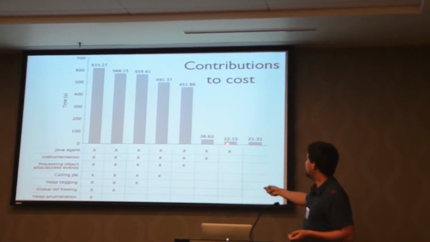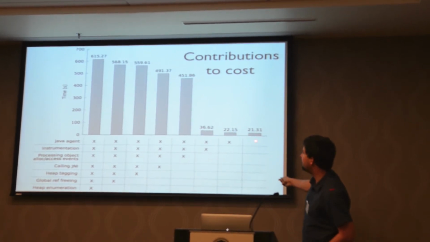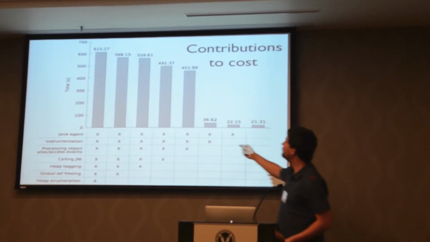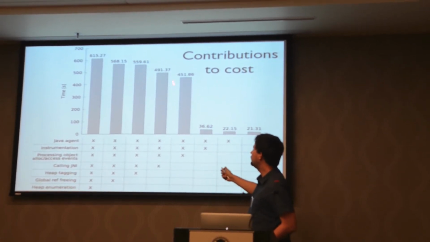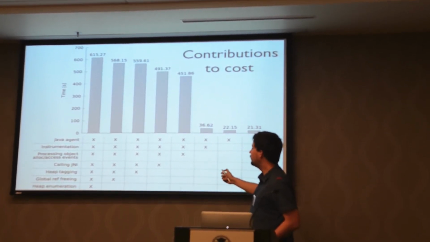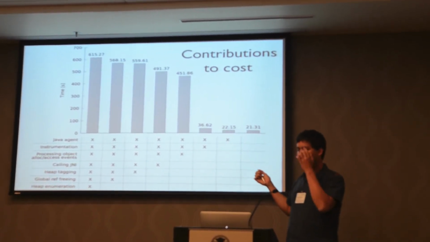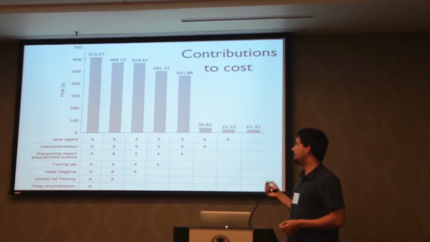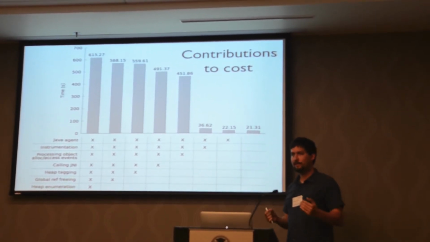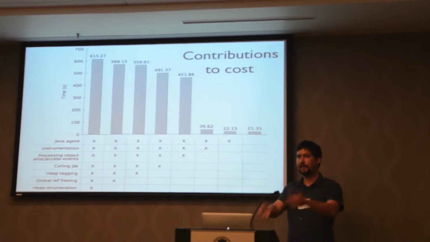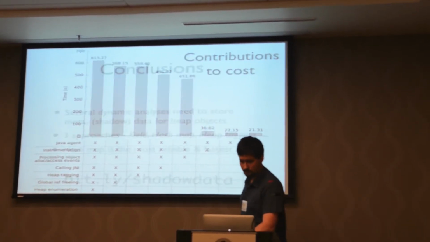So the overhead of just having the instrumentation in the Java agent is quite small. The overhead of calling the JNI is quite small. The overhead of garbage collecting the global references is quite small. And the actual overhead is incurred by the fact that whenever an object is created, we have to create this new shadow data, we have to update the shadow data, and so on.